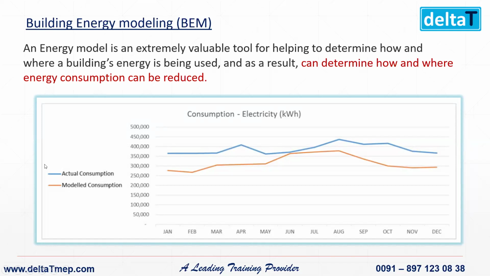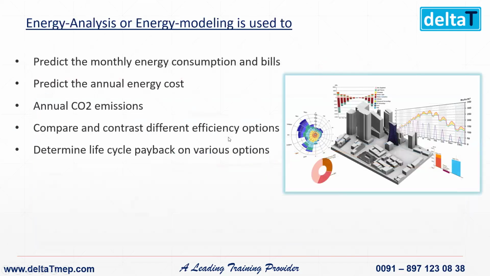If you see here, we have actual consumption, and also we have modeled consumption. This is the comparison between the two. The outcomes of the software are these: predict the monthly energy consumption and bills, predict the annual energy cost and annual carbon dioxide emission, compare and contrast different efficiency options, and determine life cycle payback on various options. So this is what we get here.